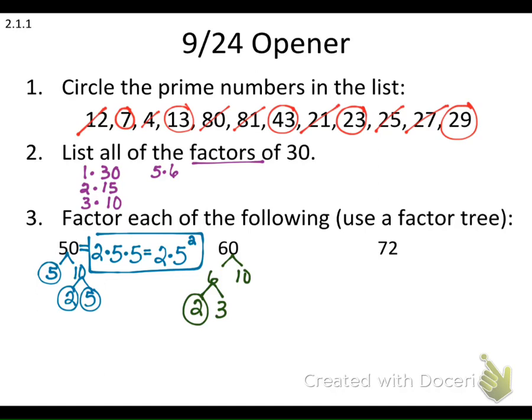It means it only has two factors. Is the number 3 prime or composite? Prime, because it only has two factors: 1 and the number 3 itself. So I'm going to circle it.